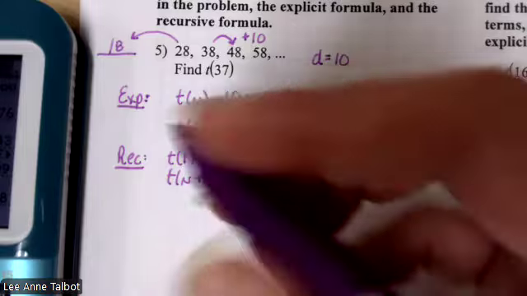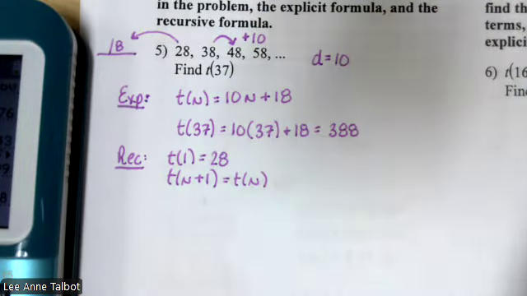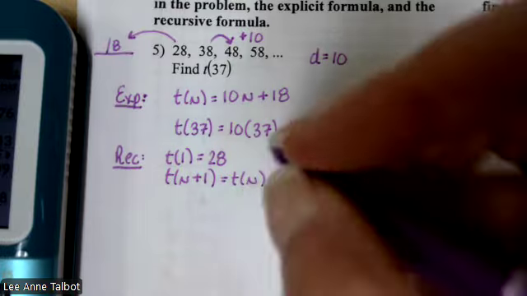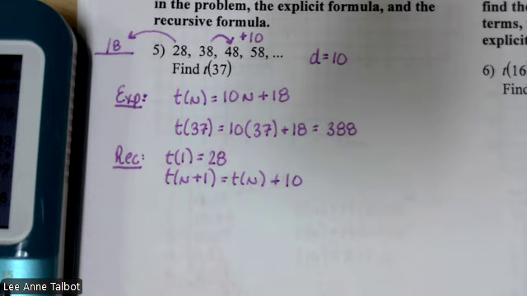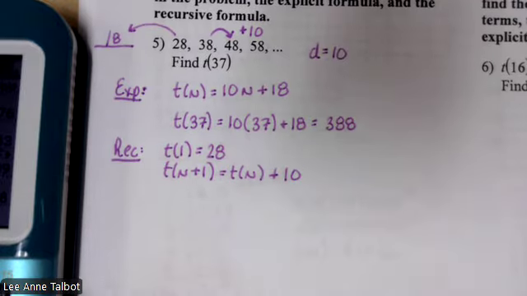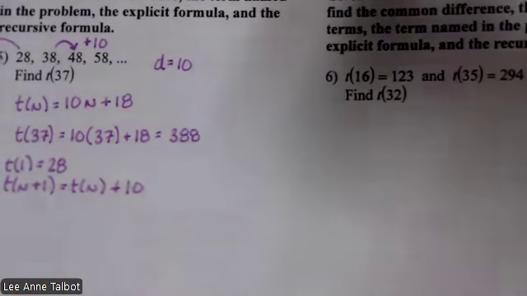First term was 28. To get the next term, I take the current term and add 10 each time. Any questions about number 5? Okay, number 6.